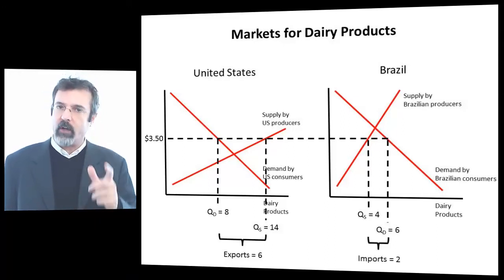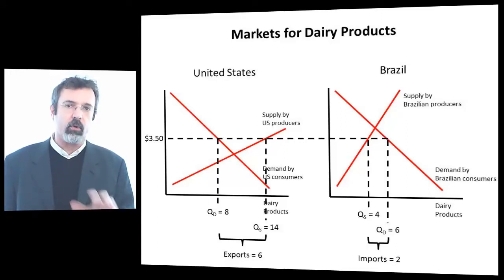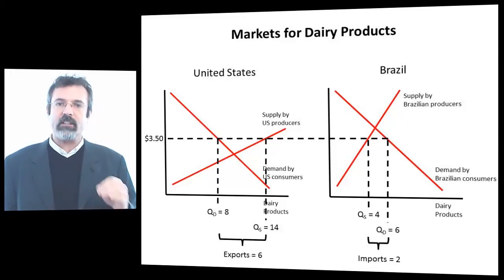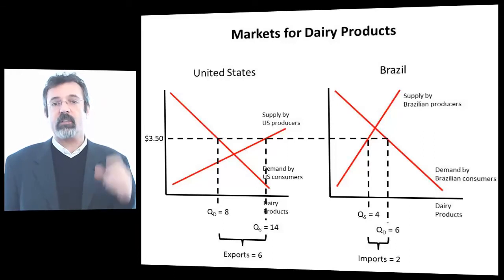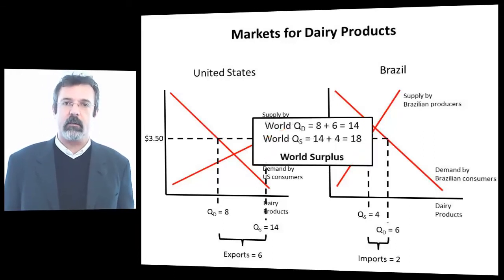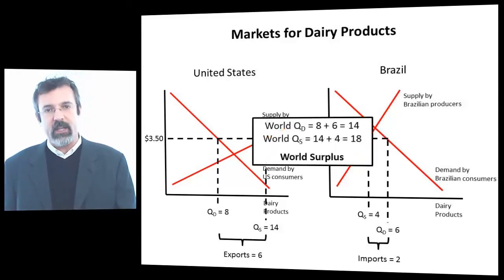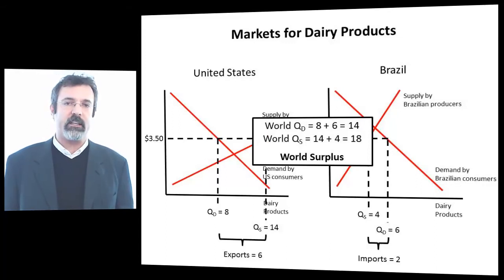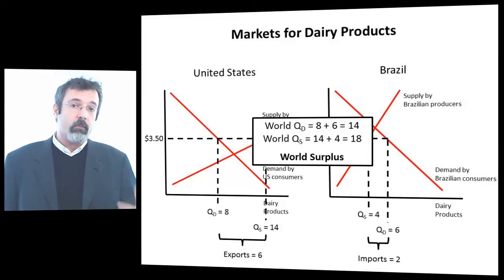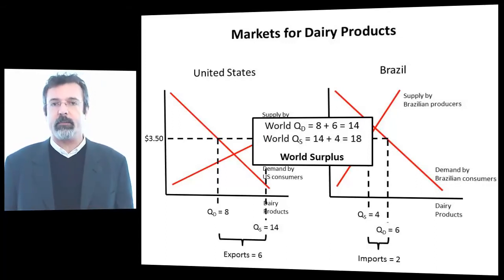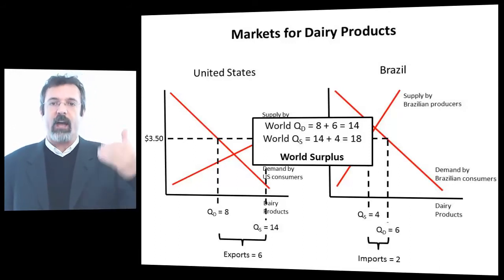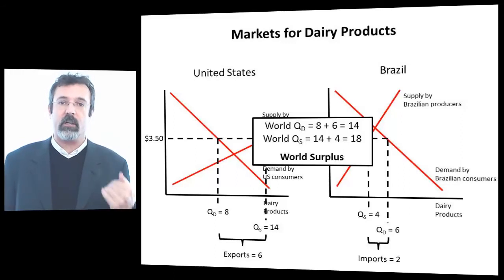Now look at the quantities of demand and supply on the world market. The total quantity demanded of dairy products on the world market is 14, but the total quantity supplied of dairy products on the world market is 16. On the world market, we have a surplus of dairy products. This surplus will drive the world market price of dairy products down.